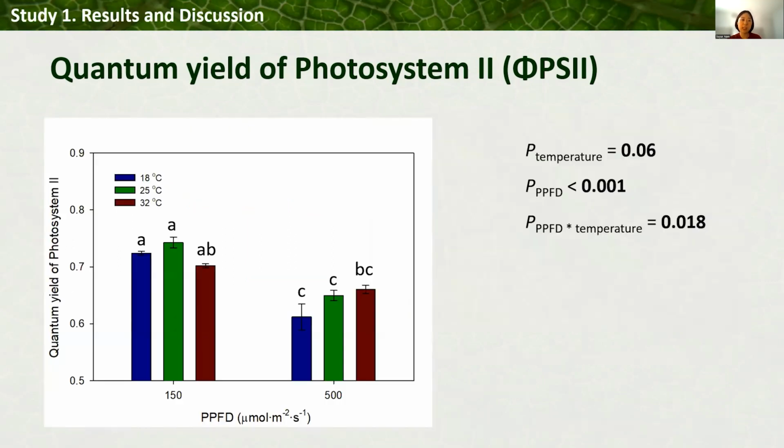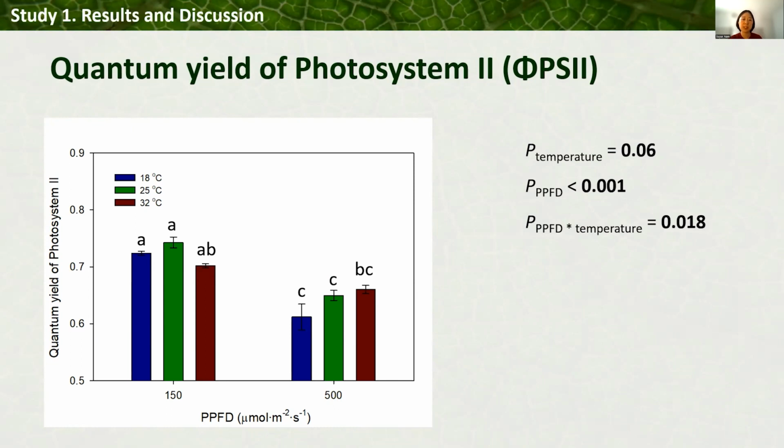This data is the average quantum yield during the whole 7 days, so the temperature effects were a little diluted because of the changes over time. The p-value was barely 0.06, but the PPFD effects were very strong, because high light intensity decreases the quantum yield. There are also interactions between PPFD and temperature, which means plants show different patterns depending on the PPFD.